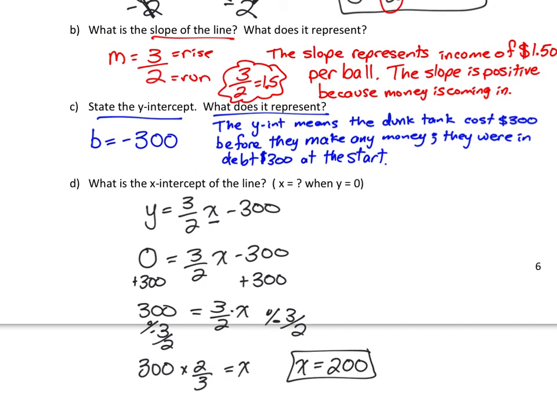And what does this represent in the question? In order for them to break even, so to get out of debt, they would have to sell 200 balls. And then anything above 200 balls they would be making profit.